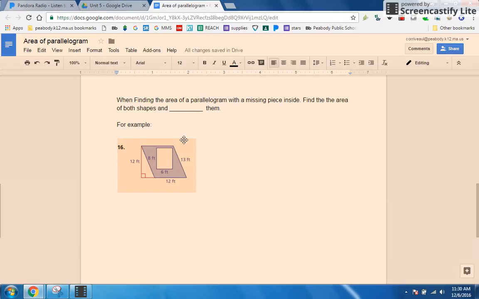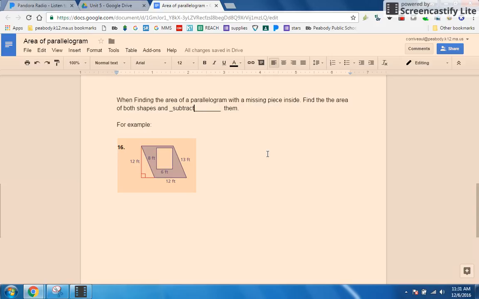So what you do is you find the area of both of the shapes: the area of the parallelogram, which is base times height, and then the area of the rectangle, which is length times width. Since you don't want the rectangle, you subtract those two areas. So the area of the parallelogram minus the area of the rectangle gives you the area of the shaded part.